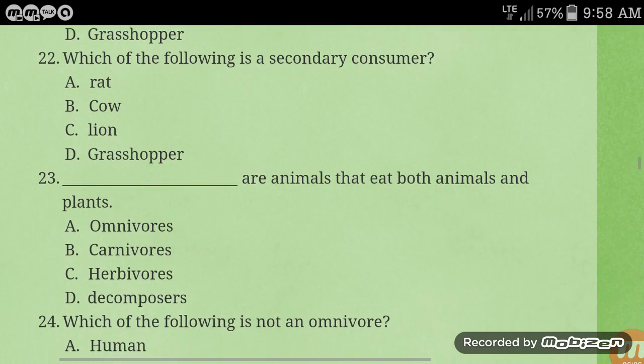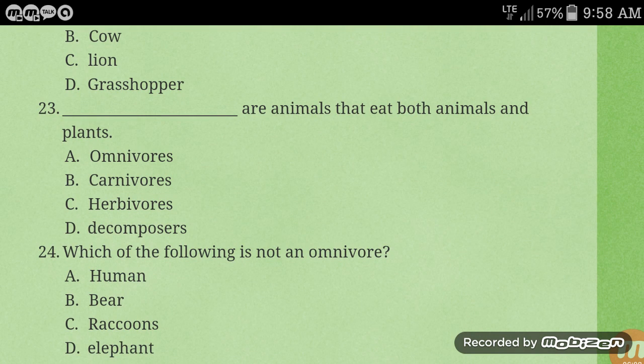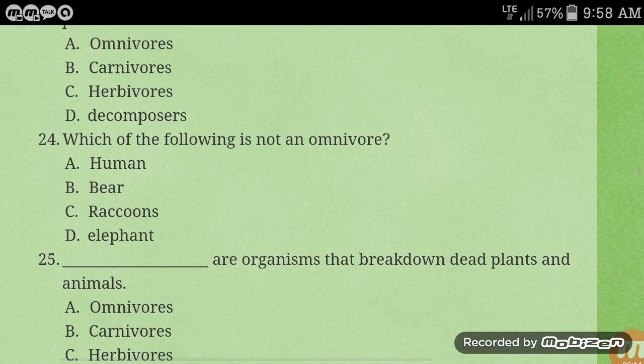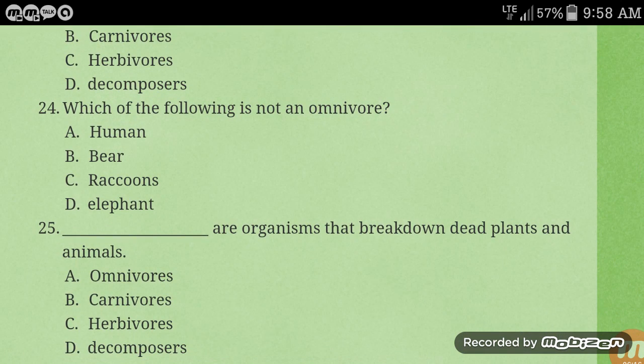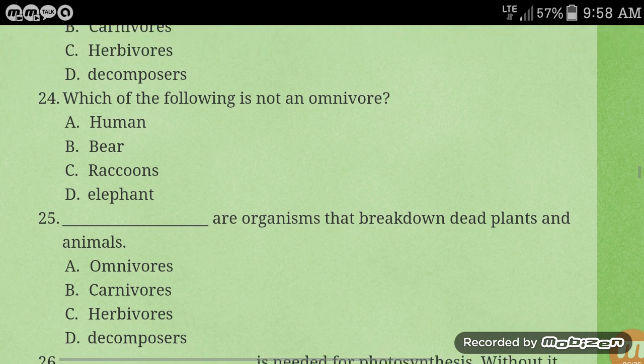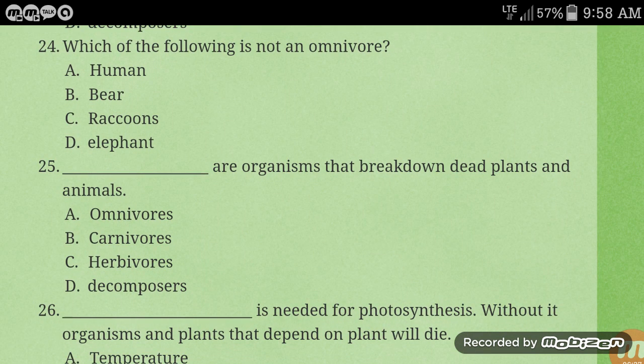Of course, lion. Next one, 23, blank are animals that eat both animals and plants. So it's omnivores. Letter A. Next one, which of the following is not an omnivore? Human, bear, raccoons, or elephants? Which do you think? It's letter D. Of course, elephant is a herbivore.